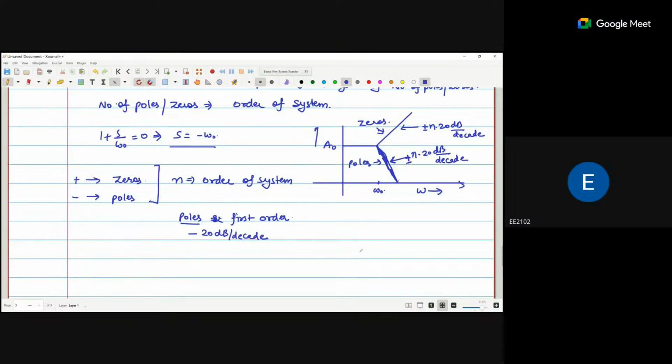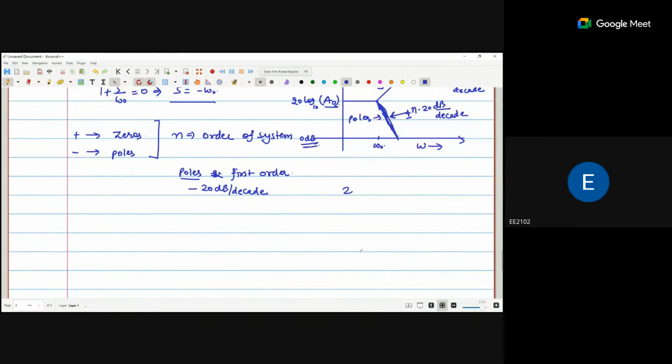The magnitude will be represented in dB. So this value A naught is not exactly A naught, it is 20 log 10 of A naught. And where this line is cut, we can say the magnitude is 0 dB. So 20 log A naught is equal to 0. So we can say A naught is 1, or unity gain.